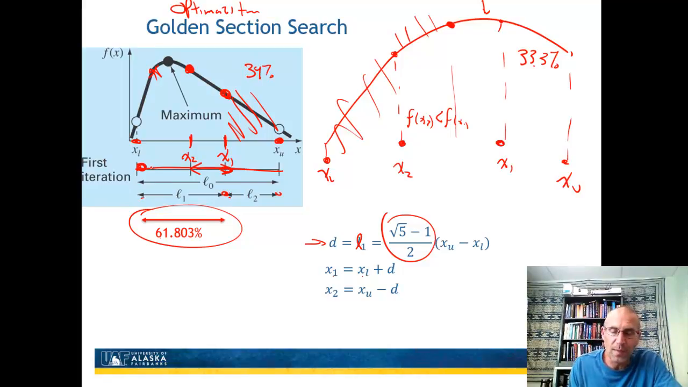Let me return. I forgot to mention, what do we mean by unconstrained search? What we mean by unconstrained is that we're not putting any constraints on what the value of x is. x should go anywhere from negative infinity to positive infinity, so we're not putting any constraints on what the value of x is.